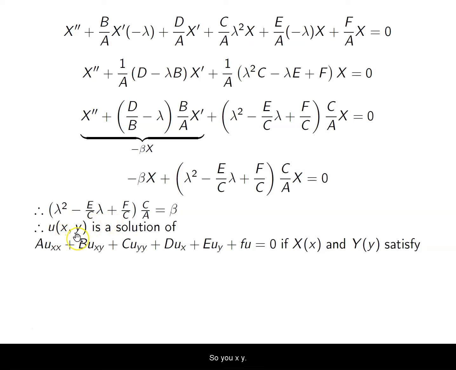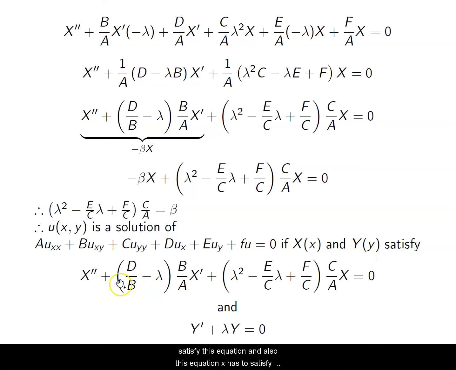So u of xy is a solution of my original general form if big X being a function of x and big Y being a function of y satisfy this equation and also this equation, right? So my large X has to satisfy this and my large Y has to satisfy that. So again, we can figure out what the solutions look like. This is a second order differential equation. Again, this is just a constant and this is just a constant. So A, B, C, D, E, and F, all of those values would be given to me.